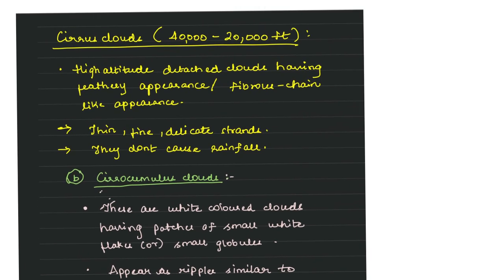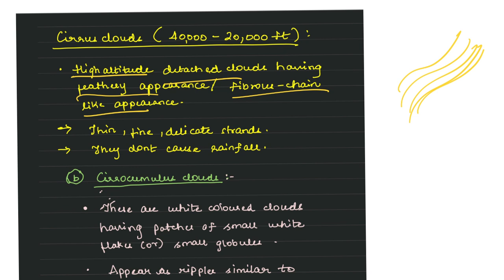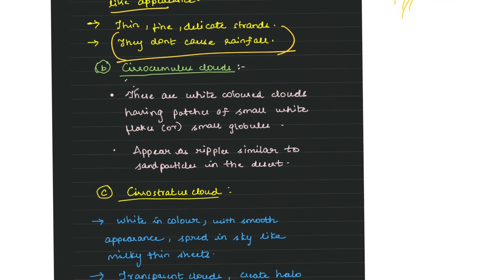So cirrus clouds, as we have already discussed, are high clouds, high altitude clouds. So high altitude detached clouds. How do they look? They are like feathery. If you remember, they have layered feathery appearances like this. So fibrous chain or feathery appearances. These are very thin, okay? And cirrus clouds will not cause rainfall. They are not rain bearing clouds. Cirrus clouds are of two types, as we have seen.